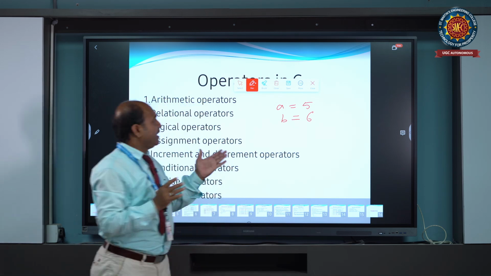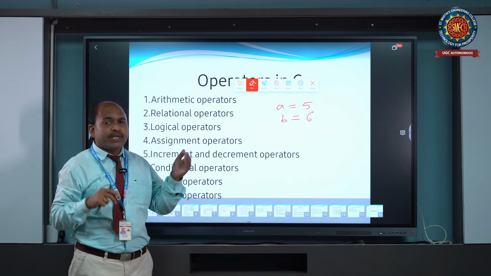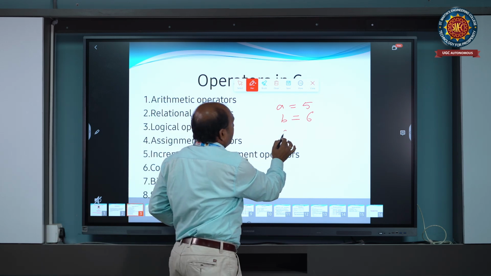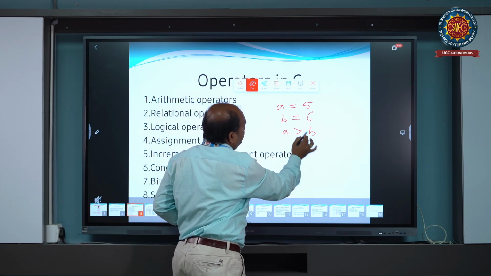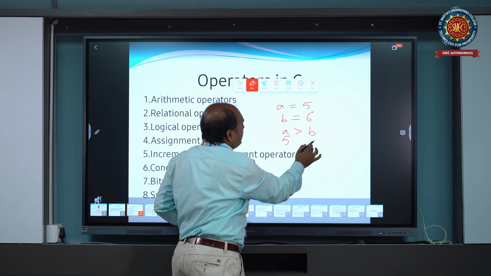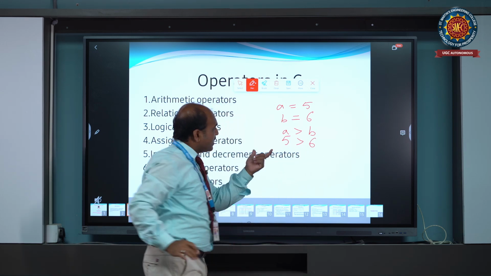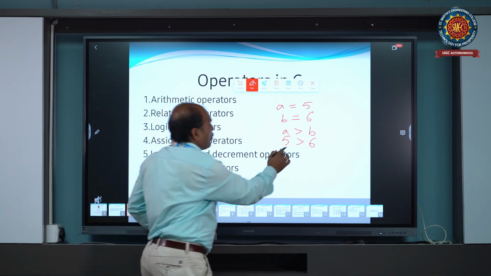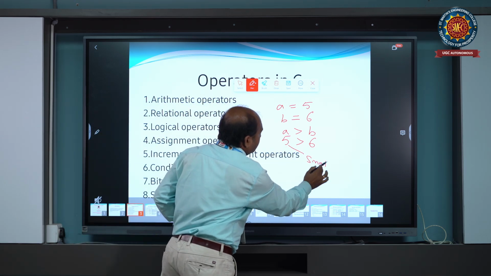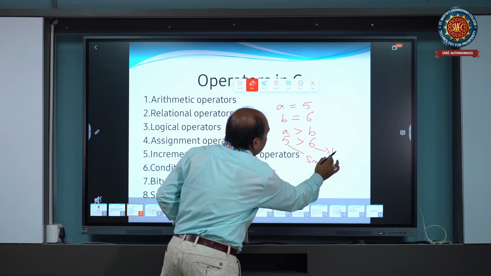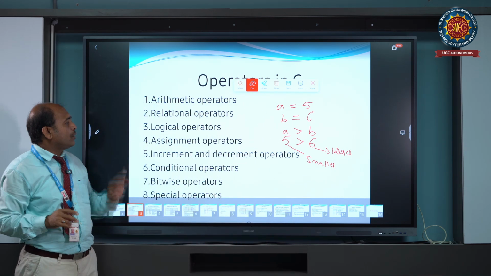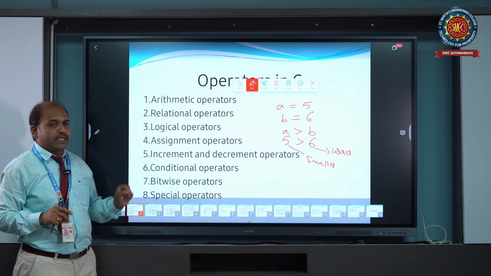By seeing the numbers we can say that one number is smaller and one number is greater. Here we can ask whether A is greater than B. A value is 5, B value is 6. Is 5 greater than 6? No. Here we have a relation that 5 is smaller and 6 is larger. So we are creating the relation between the two variables, 5 and 6.